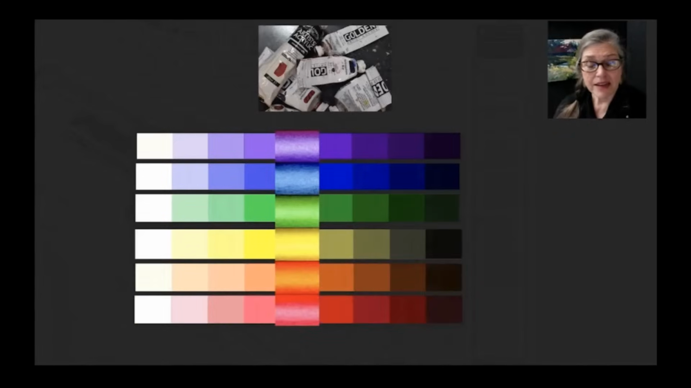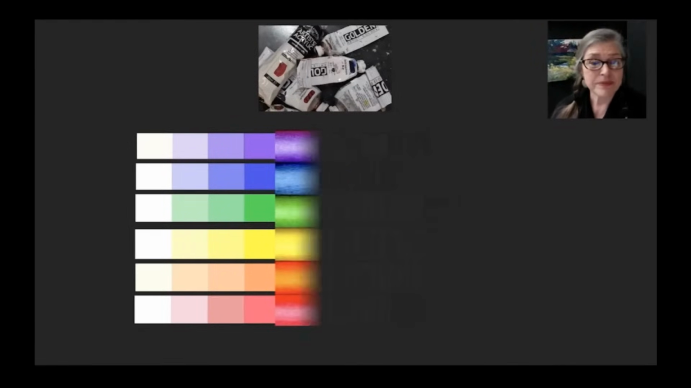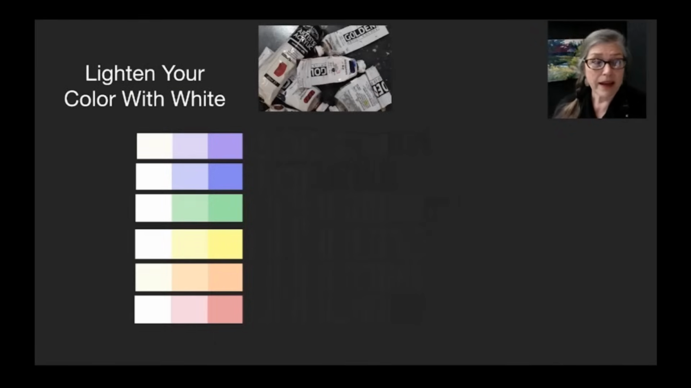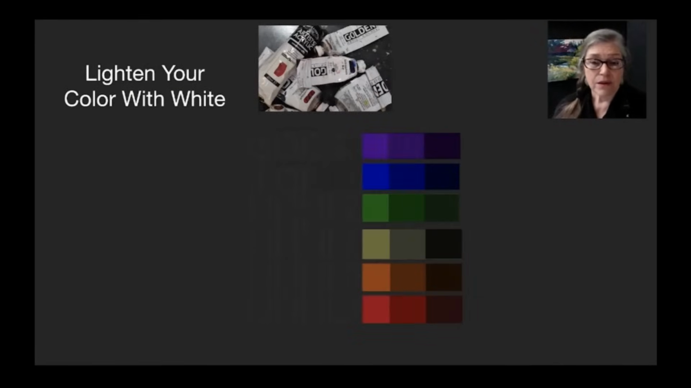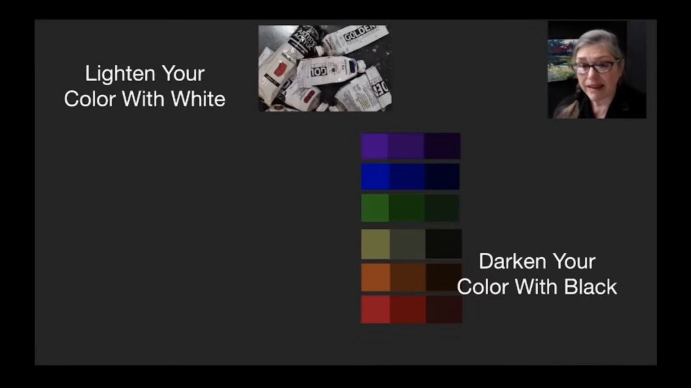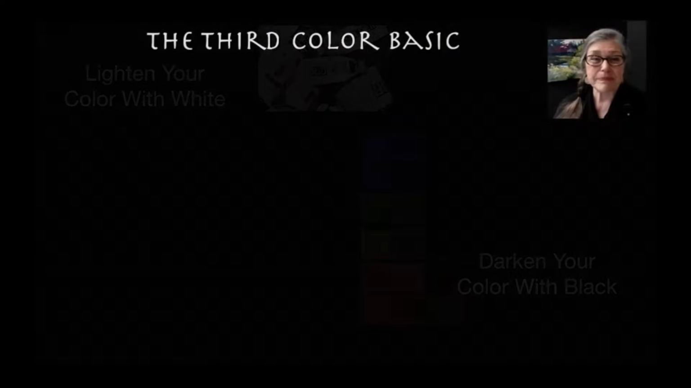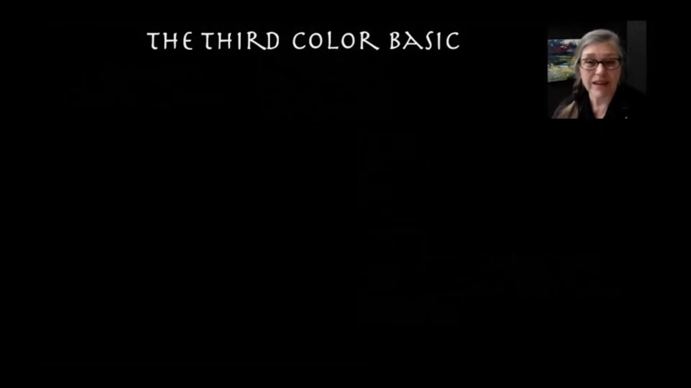Paints can be lightened or darkened to every color. Remember that value range? From white to black. Every color we squeeze out of the tube can be lightened with white or darkened with black. How easy is that? There's not much easier to lighten a color or darken a color than that.